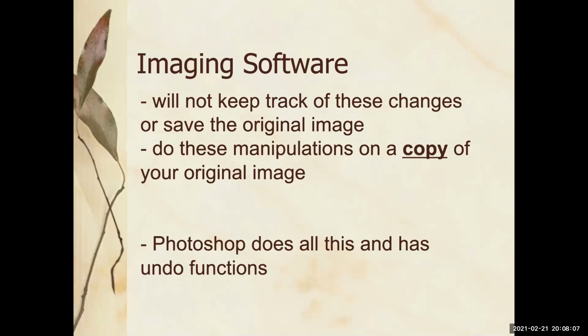Like I said, the imaging software won't keep track of these changes, or if it does, it's only a temporary thing. And always do these manipulations on a copy of your original image. So if you go down a weird road, just throw it out, go to your original, and make a copy. Most people I know keep the original in a sealed vault in 3 places. Then they have the copy that they work from. And if they want to make a change, they make a copy of the copy, and then you play on that.